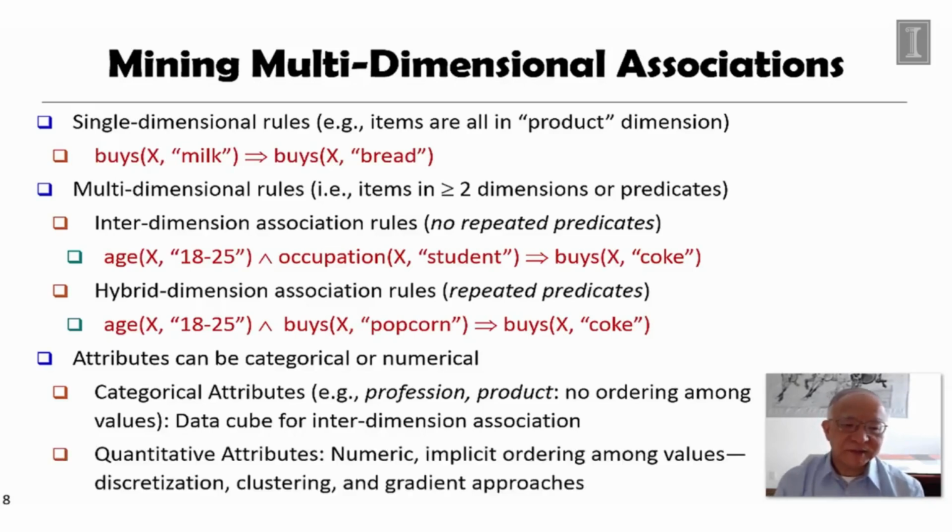Then another case could be quantitative attributes, or we can say those attributes are numerical data. For example, age, salary, or some other things. For these cases, quite often we may use discretization method, clustering method, some kind of gradient approaches. We are going to discuss this part in the quantitative association rule mining.